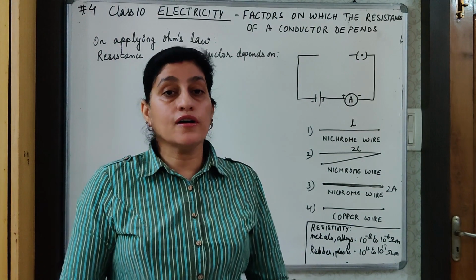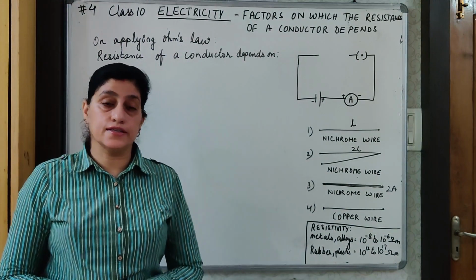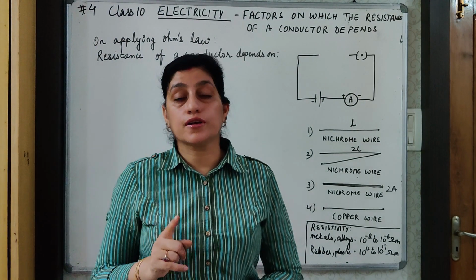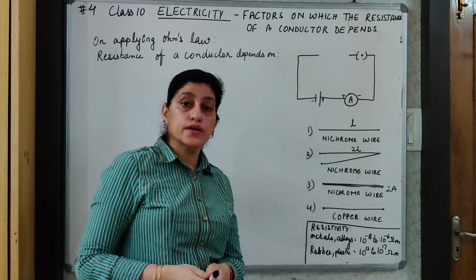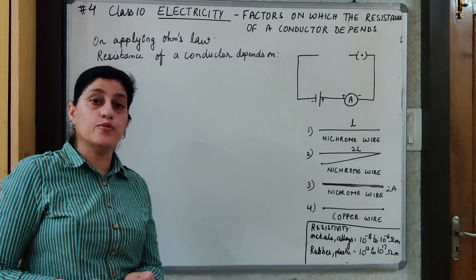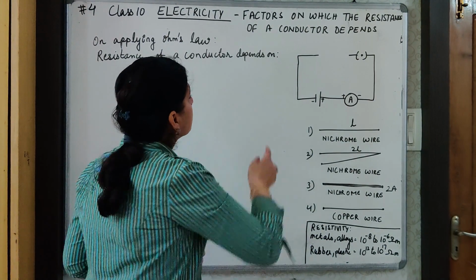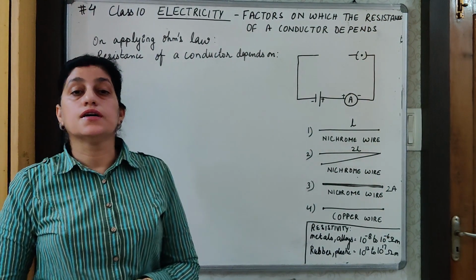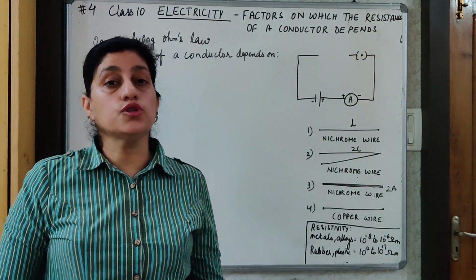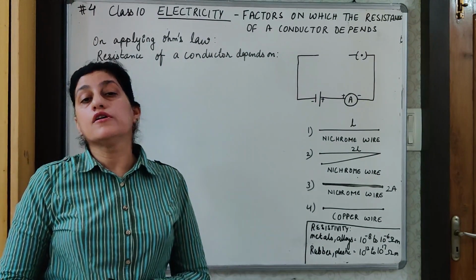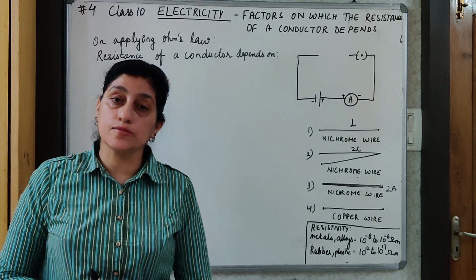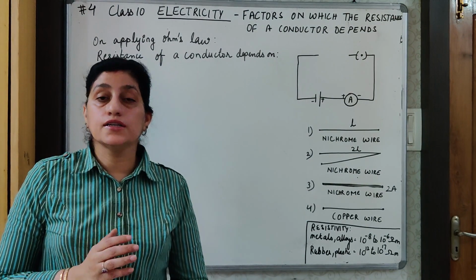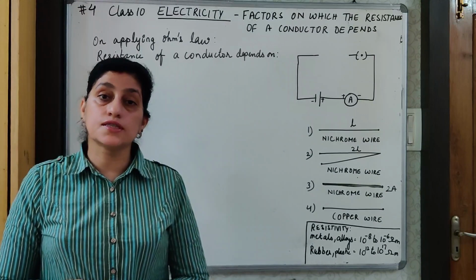We are on our way with the chapter electricity. This is my fourth video on the chapter electricity for class 10th. So here we'll be dealing with another important topic, which is factors on which the resistance of a conductor depends. In the previous video, through Ohm's law, we came across this new term resistance. So now we are going to talk of the factors on which the resistance is dependent.